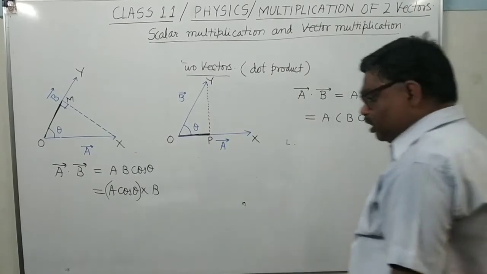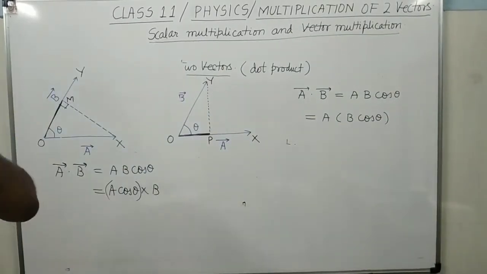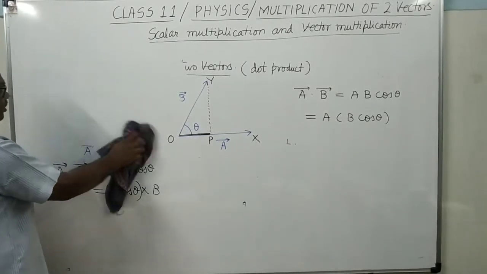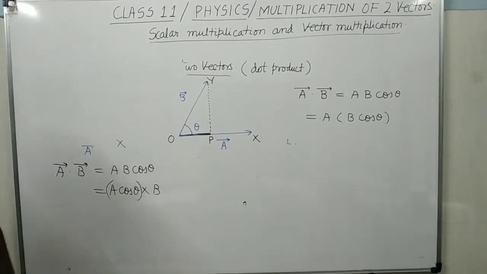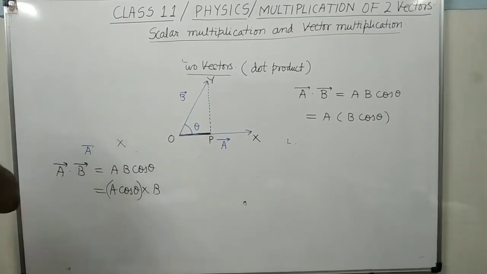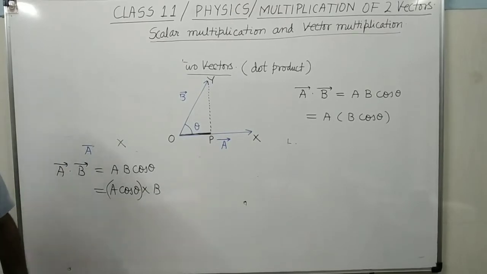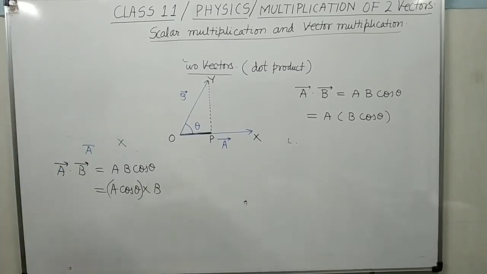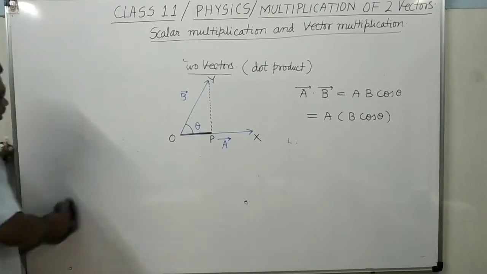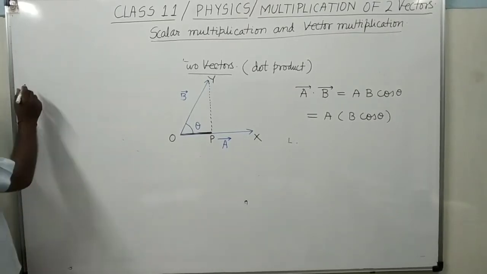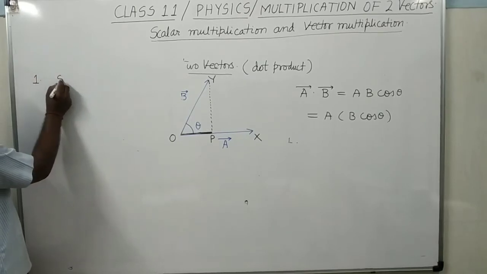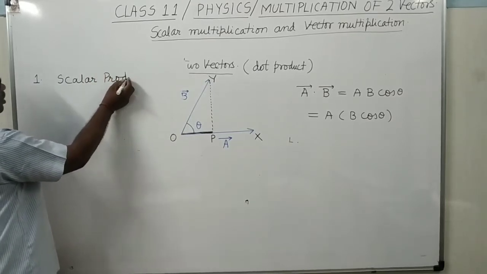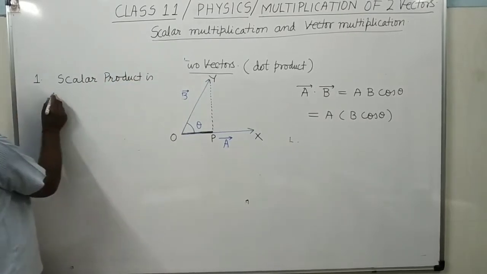Now see here, the properties of the scalar product, not vector product. All this is only for the scalar product. This we are studying for the scalar product. So if by mistake I have said vector product, it is actually the scalar product. It is clear? Now what is the first property of the scalar product? The first property is that the scalar product is commutative.